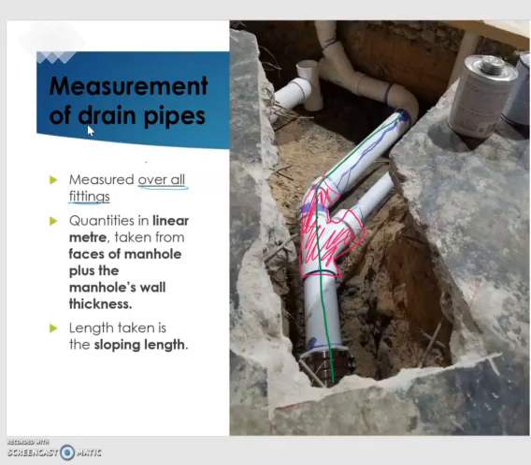Okay, a quantity in linear meter, so it should be measured in meter, taken from the faces of a manhole plus the manhole wall thickness. Okay, what does it mean by that? So for instance, now, this is your manhole. Okay, and then here is your pipe. You have another manhole here.